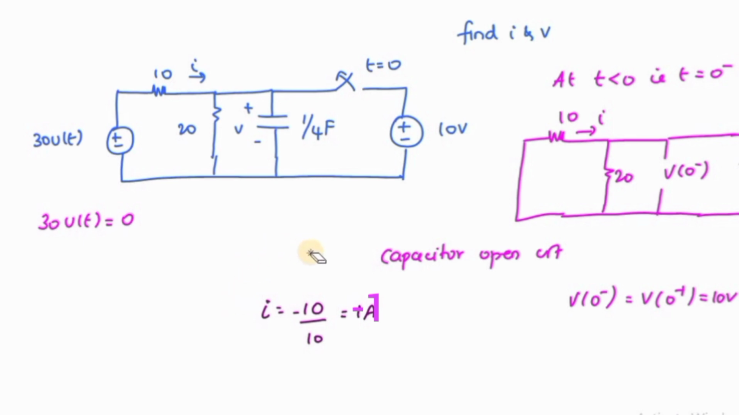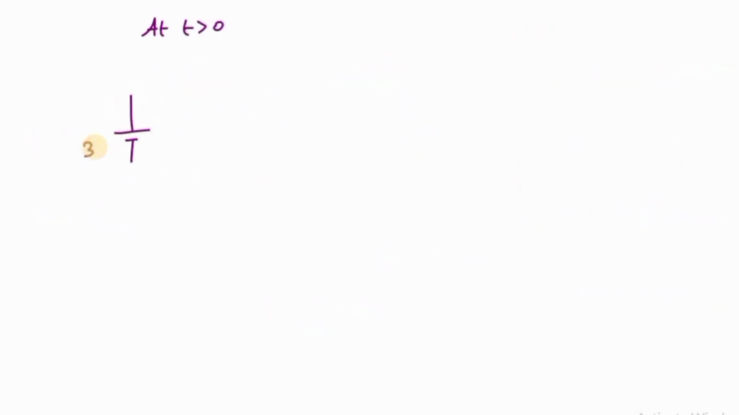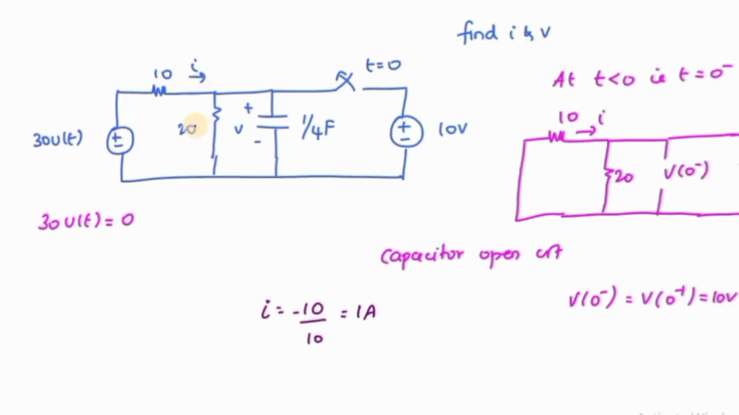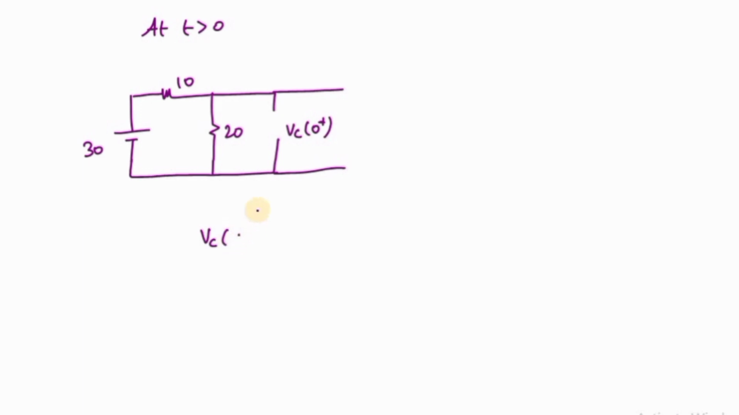So now at t greater than 0, the switch is open circuited and u of t becomes 1, right? So you will get 30 and it is connected to 10 and 20 ohm resistor. And again I am going to open circuit this capacitor in order to find the value of V of infinity. So here the circuit is open. So the V of infinity, Vc of infinity is equal to 20 into 30 divided by 30, right, according to the voltage divider rule. So that is equal to 20 volt.